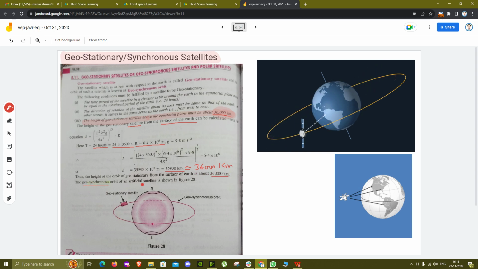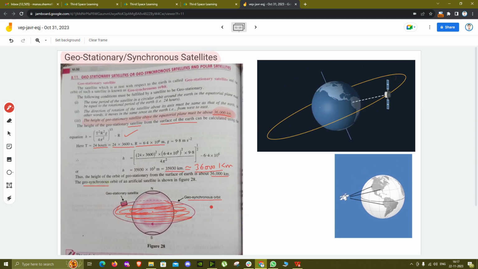The geosynchronous orbit of the satellite is shown here, as you can see in the figure as well. This is called the geosynchronous orbit or the parking orbit. The plane must be the same, the equatorial plane. The satellite can be only in the equatorial plane. These are the three conditions that you need to remember, and you can also prove now how the height for the satellite is around 36,000 kilometers. You can use this formula to derive that.